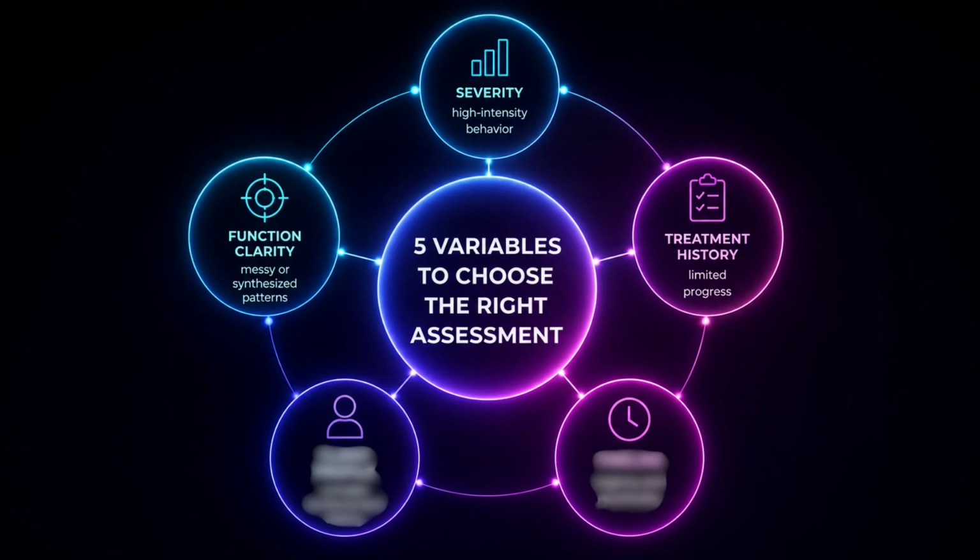The third variable is function clarity. If your indirect assessment and your ABC data are pointing clearly in one direction and that pattern is consistent across settings and informants, your hypothesis is probably solid. But if the data are messy, contradictory, or you keep finding yourself writing attention and/or escape, that's a sign that the function is more complex than a traditional FBA will capture effectively, and you should consider conducting an IISCA.